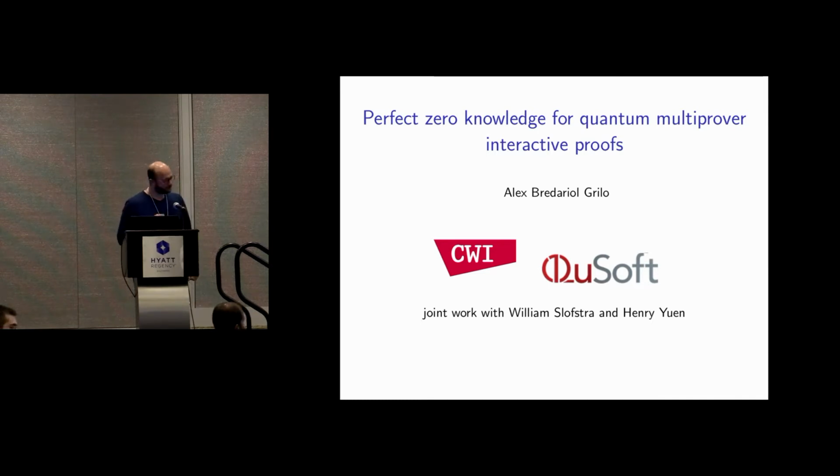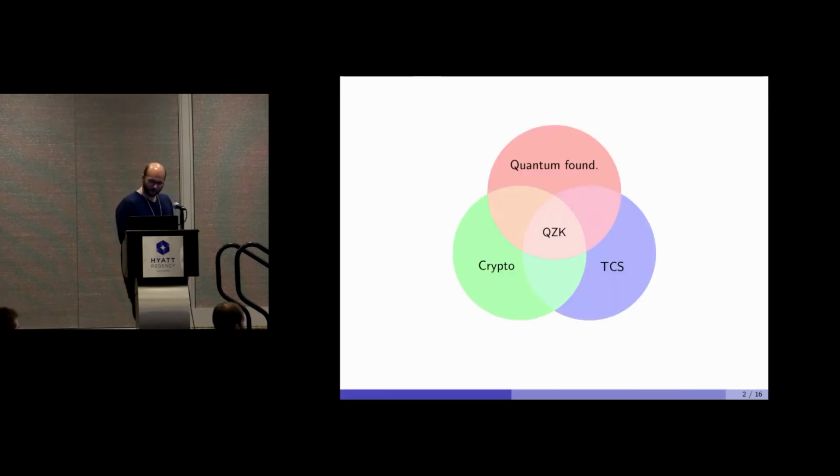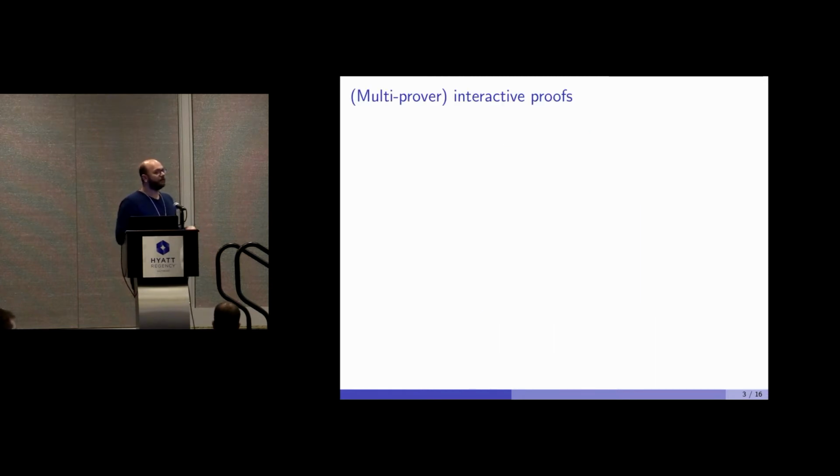So let me introduce the topic of my talk, quantum zero knowledge. It lies in the intersection of three different fields: quantum foundations, cryptography, and TCS. Because of that, I will start slowly and recall what interactive proof systems are. Everyone in this room should remember what NP is.